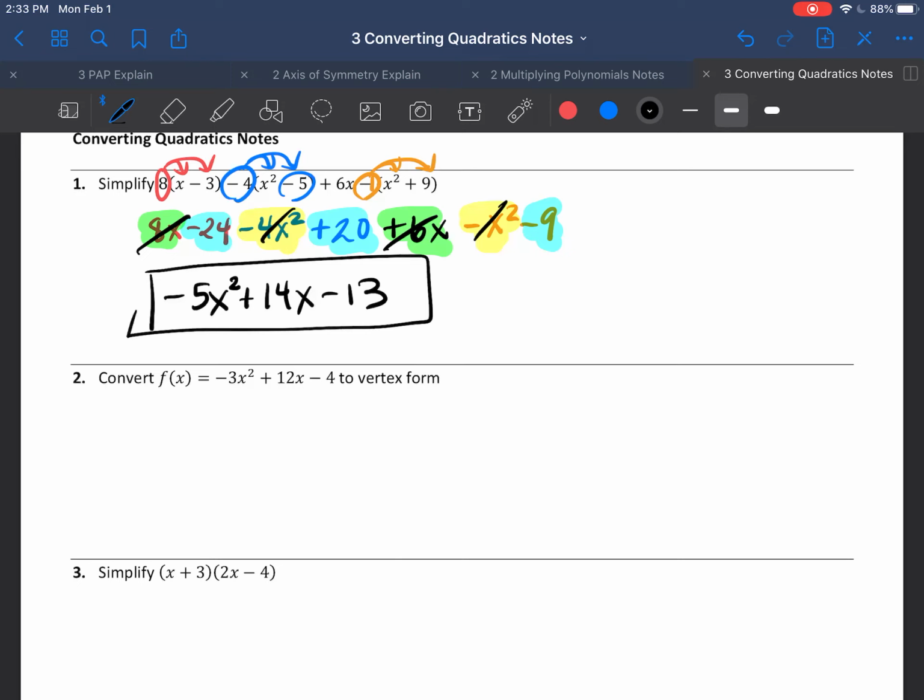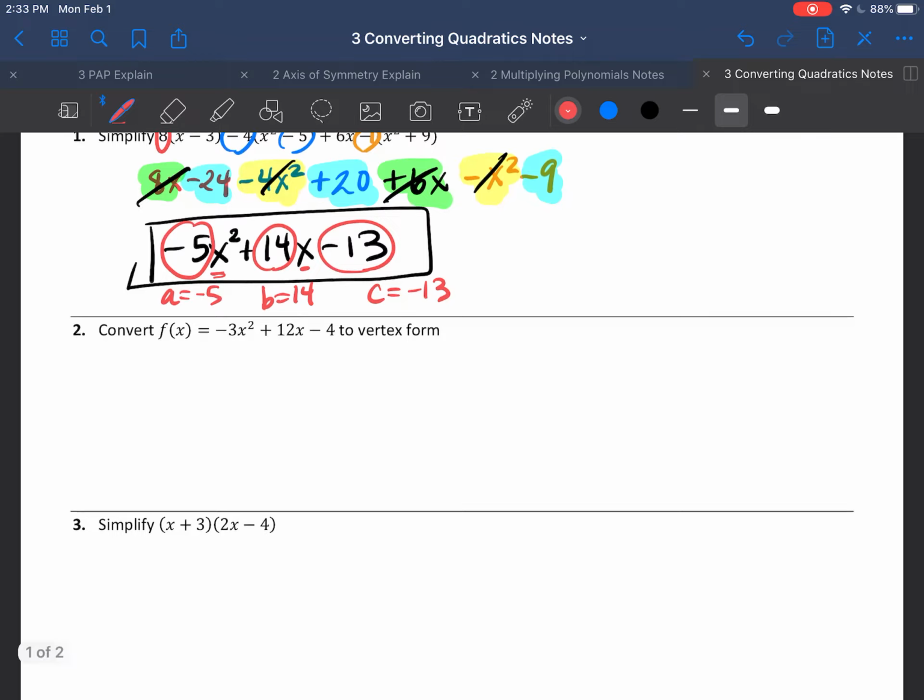On your test, I'm going to ask you to identify A, B, and C. And so you would tell me A is -5. You would tell me B is 14. And you would tell me C is -13, not typing in the letters that go with them. Don't type in the X's.